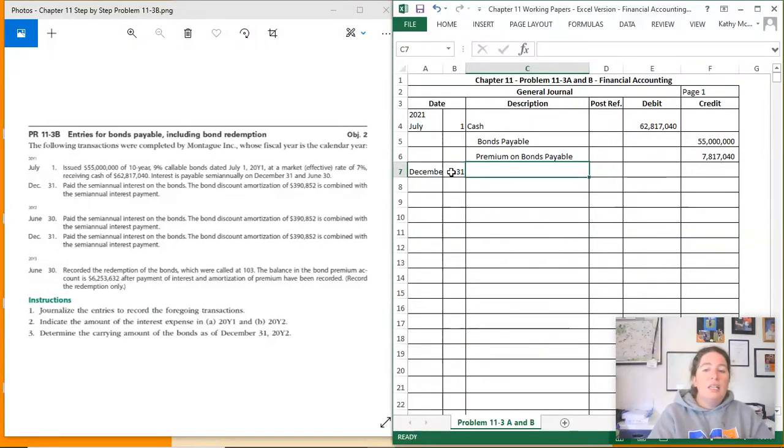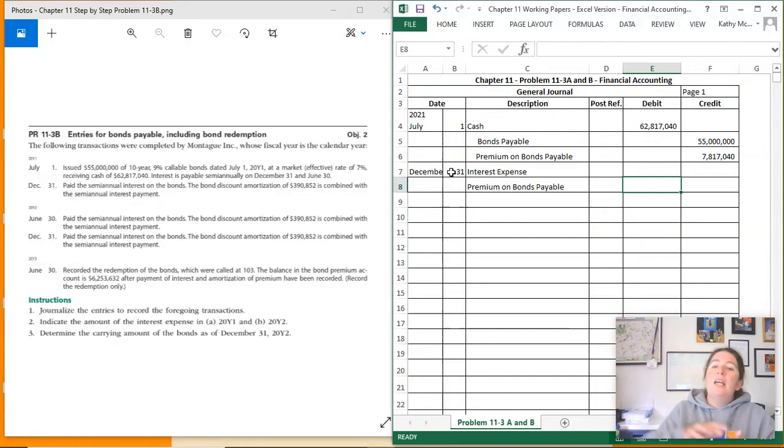So we're crediting cash. Our debit on this one is going to be interest expense. We want to show in our accounting that we have used this money as an expense. We have interest expense, and our interest expense amount we're going to leave blank for right now. We're going to have a second debit in this case because remember, we made money, we had that premium. So our second debit is going to be premium on bonds payable.